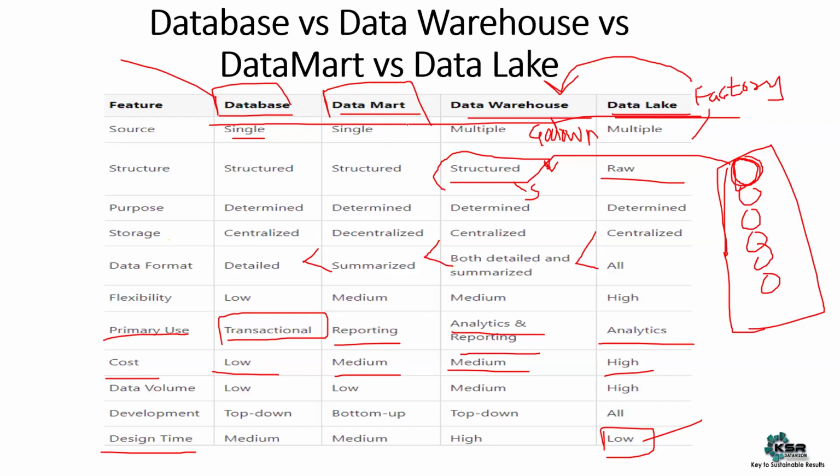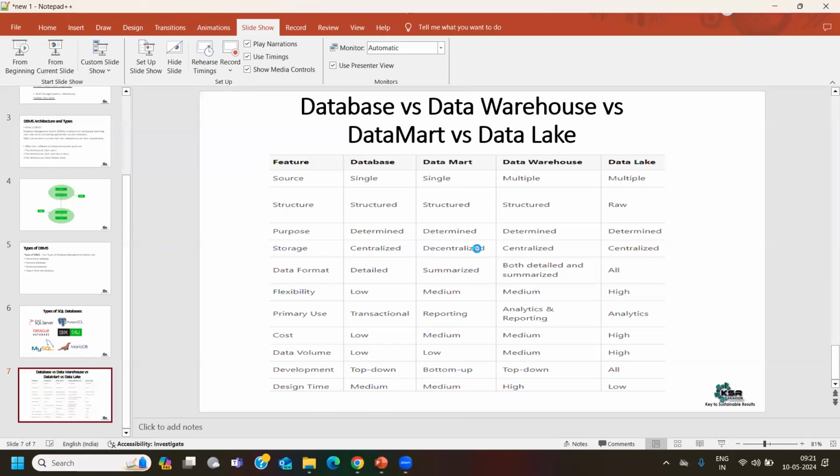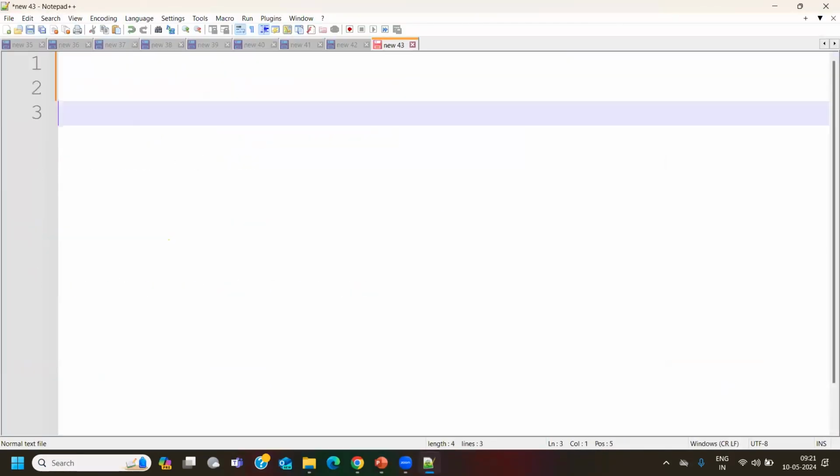And if you explain it this way in interview, interviewer will definitely understand this person knows what data lake is, what data warehouse is, what data mart is, and what database is. Okay, any other question? In simpler terms, whatever we have learned today, we might have gone through multiple slides, but in simple terms, I'll explain it.